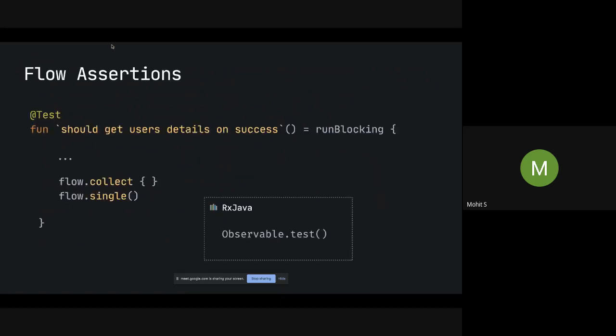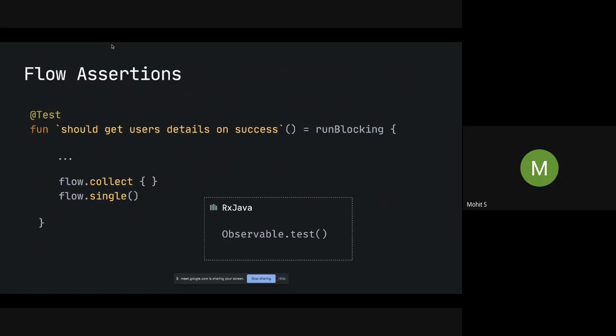The other thing that I want to share is how you do flow assertions. When you looked at all the tests that I gave you, I called terminal operators on my flow, like collect and single, which start the flow collection. But if you're using RxJava, RxJava for testing has a method called test on an observable that gives you back what that observable will emit. Is there something similar with flow assertion?